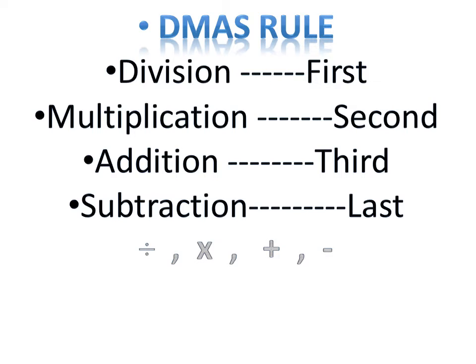So first we have to do the operation. If many numbers are there, then we have to divide first, then we multiply, then we add, and then we subtract.